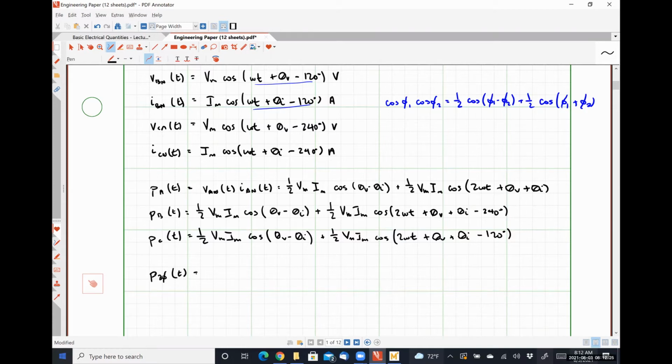three-phase as a function of time. What I get is 3/2 Vm Im cosine(theta v minus theta I), and all of the AC terms exactly cancel each other out. As we showed, I guess it was last Thursday, if we have three quantities, all 120 degrees out of phase with each other, when we added those together, it equaled 0. So that's why all those AC terms cancel.